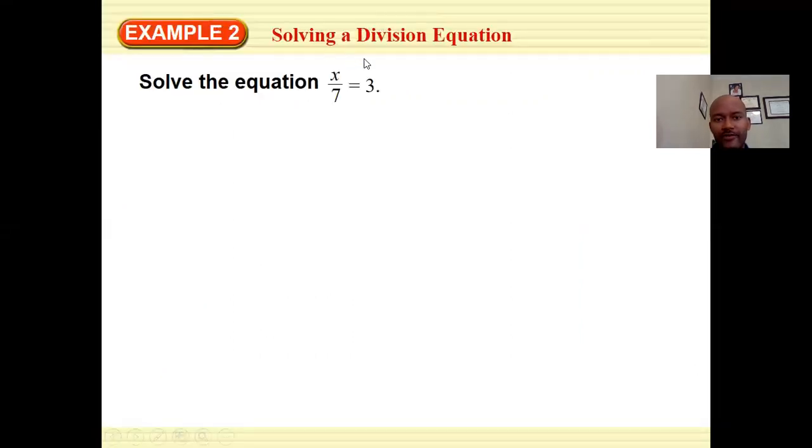Now let's do solving a division equation. We have x over 7. That means dividing. It's the division problem. We're dividing x by 7, and that's equal to 3.